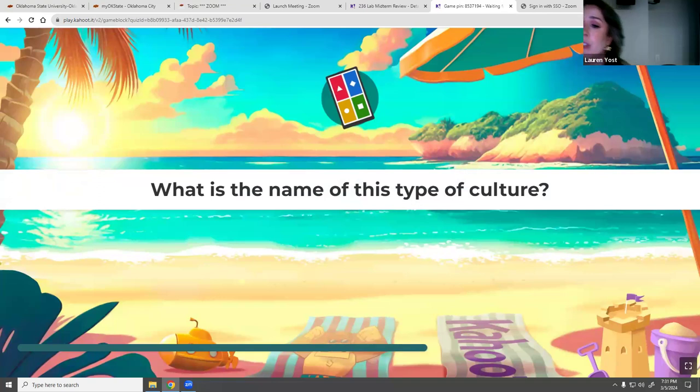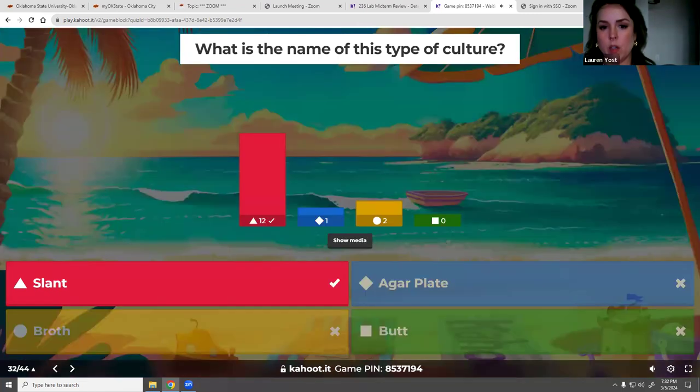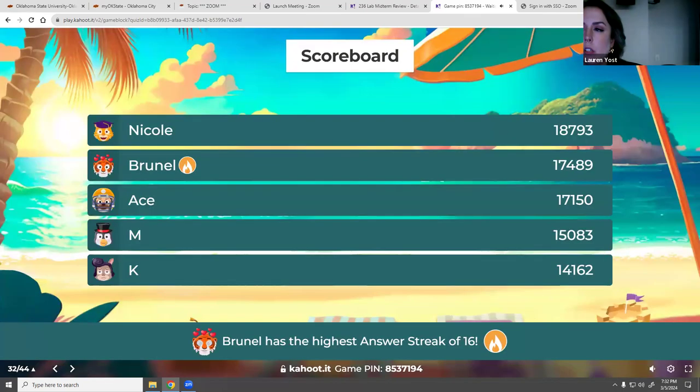What is the name of this type of culture? It's hard to see in the picture. I hate that I picked this one. But this is basically the same one that we used in our blacktop tubes. Right, so this is a slant. It was meant to be. It's hard to see it in the picture though.